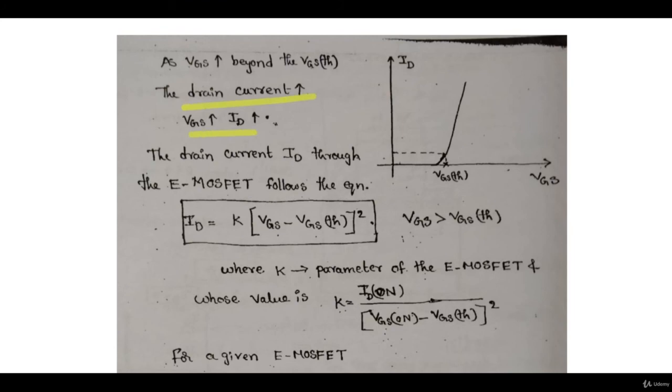The drain current ID through the enhancement type MOSFET follows this equation. We will see more about this equation, just like we have seen in the transistor, that it consists of a saturation region and an active region. In a similar manner, the MOSFET also behaves the same way. You will have different equations for different regions of working of the MOSFET.